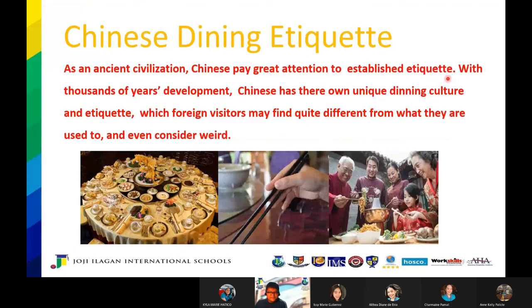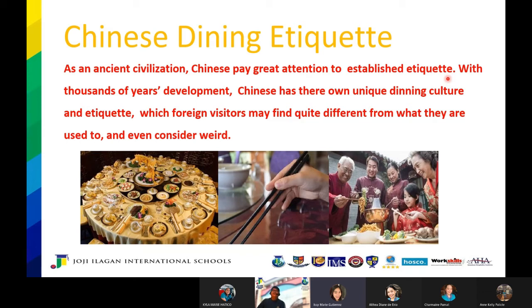Chinese dining etiquette. Miss Gutierrez, can you read? Chinese dining etiquette. As an ancient civilization, Chinese pay great attention to establishing etiquette. With thousands of years of development, Chinese has their own unique dining culture and etiquette, which foreign visitors may find quite different from what they are used to and even consider weird.